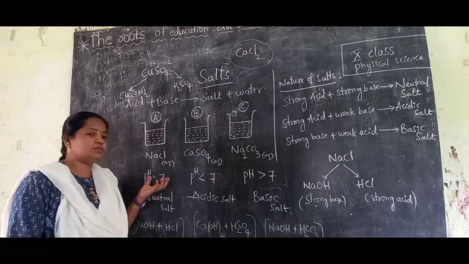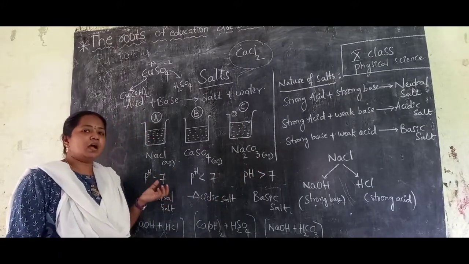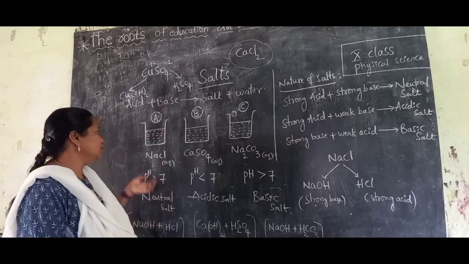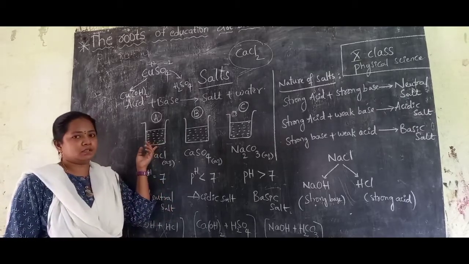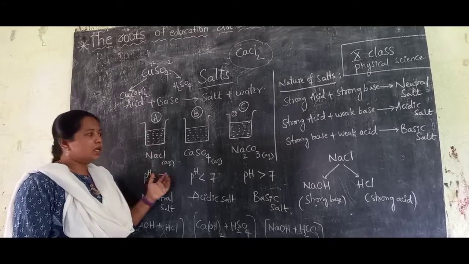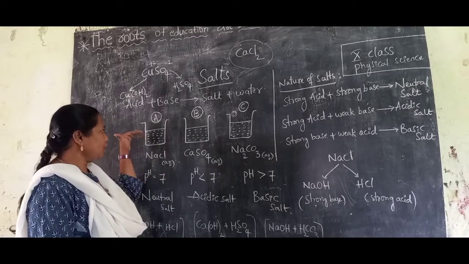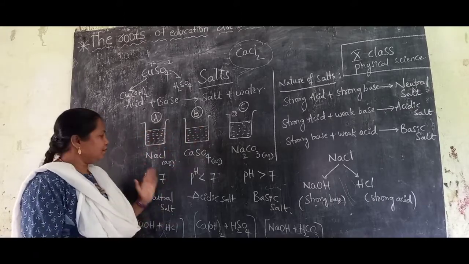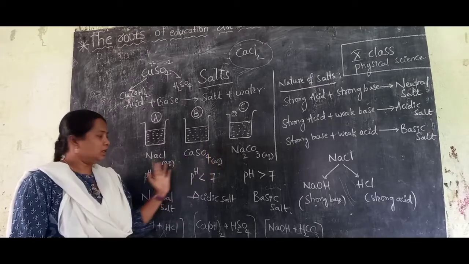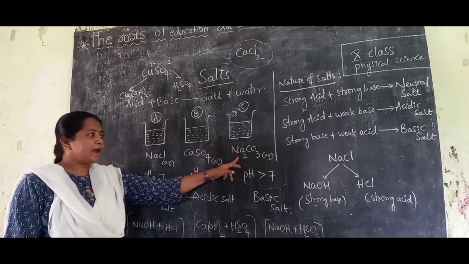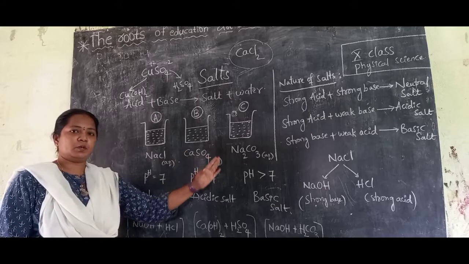Aqueous solution means what? How do we get it? The salt dissolved in water. So, we can get the aqueous solution of that particular salt. Like this, take half of the volume of the beaker with these aqueous solutions of the 3 salts and find out the pH of these 3 solutions.